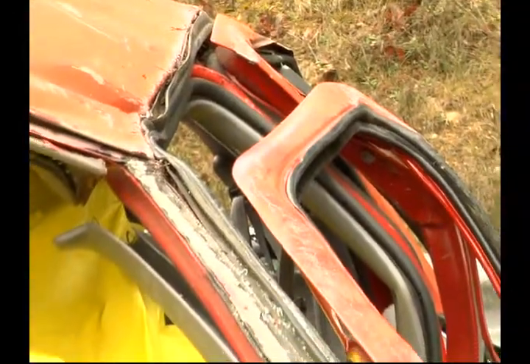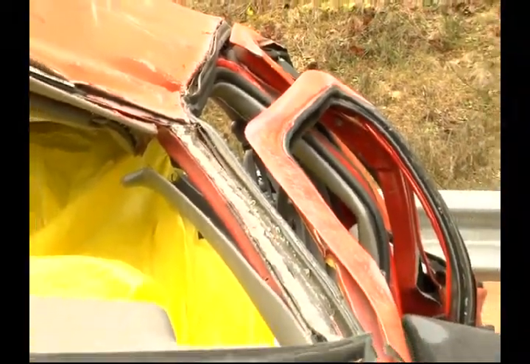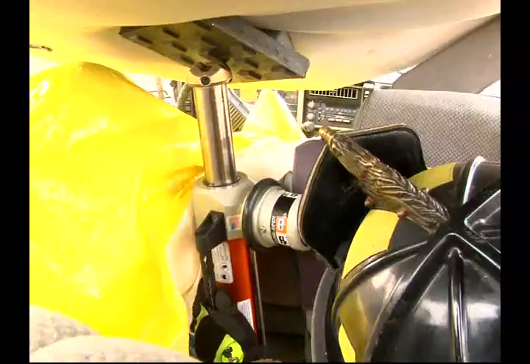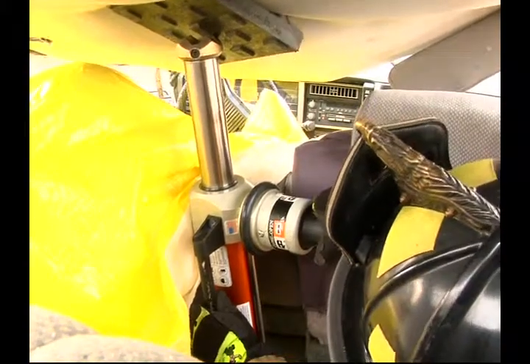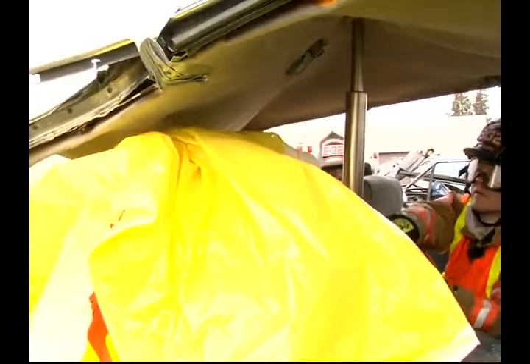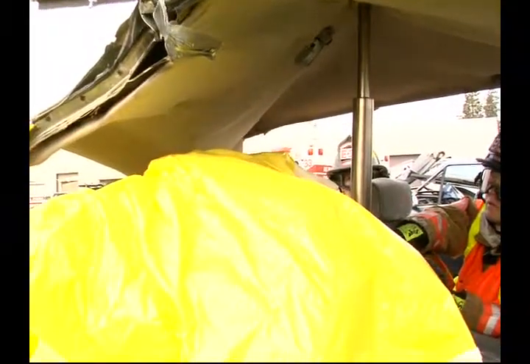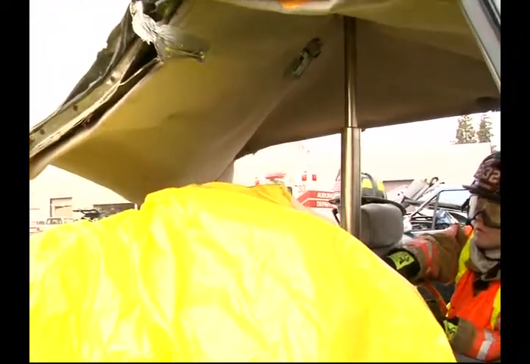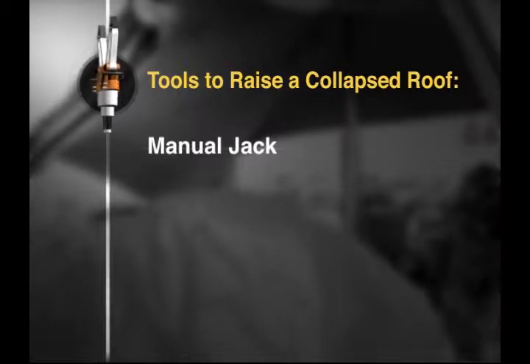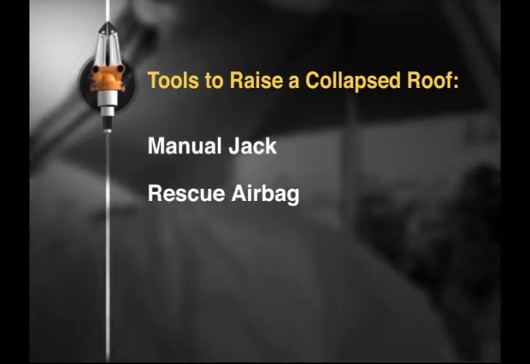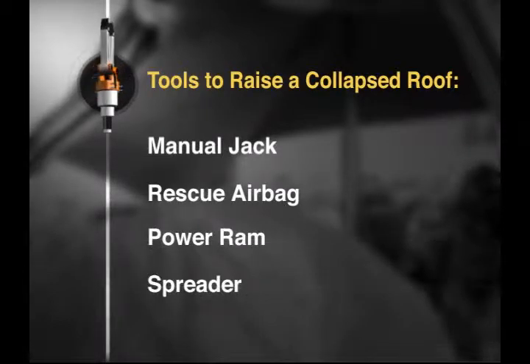If the roof of a vehicle has collapsed in a crash and your patient is trapped, a very effective way to reach and extricate your patient is to raise the roof. This creates more space and better access. To raise a collapsed roof, you can use various tools like manually operated jacks, rescue airbags, power rams, or spreaders.